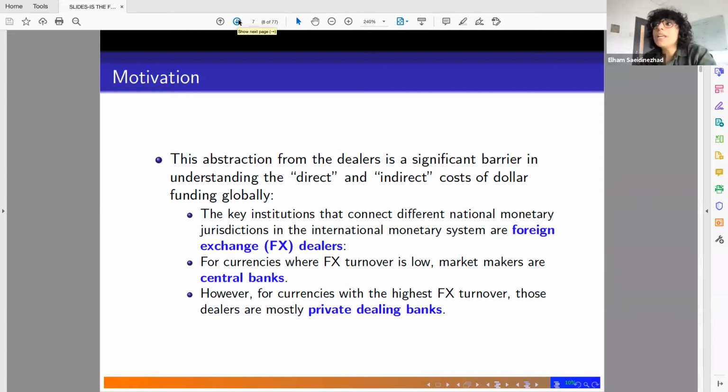It is true that when the FX turnover is low, these market makers are central banks. So if your focus is only on the interest rates, you are fine. But for the majority of the market, where the currencies being traded are the popular ones, especially the US dollar, these jurisdictions are connected not through the central banks, but through private dealing banks. So we cannot really afford to abstract from these institutions.